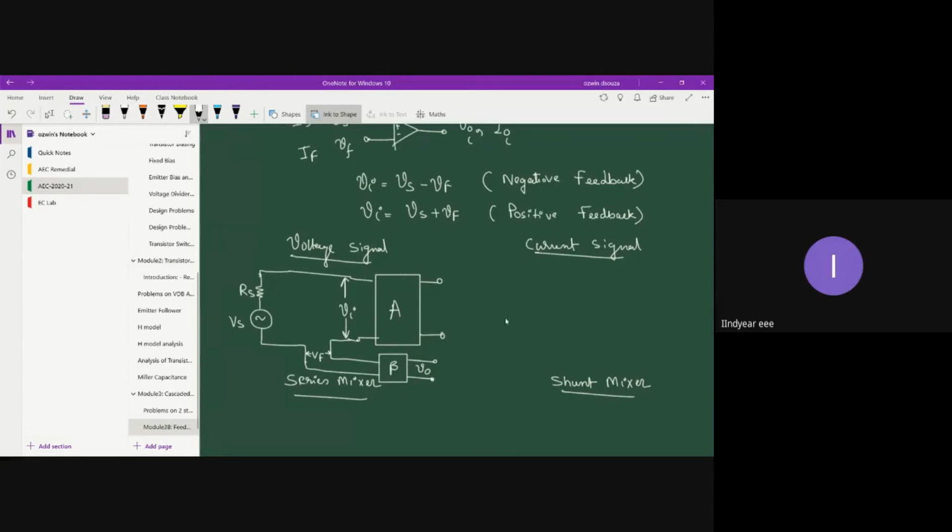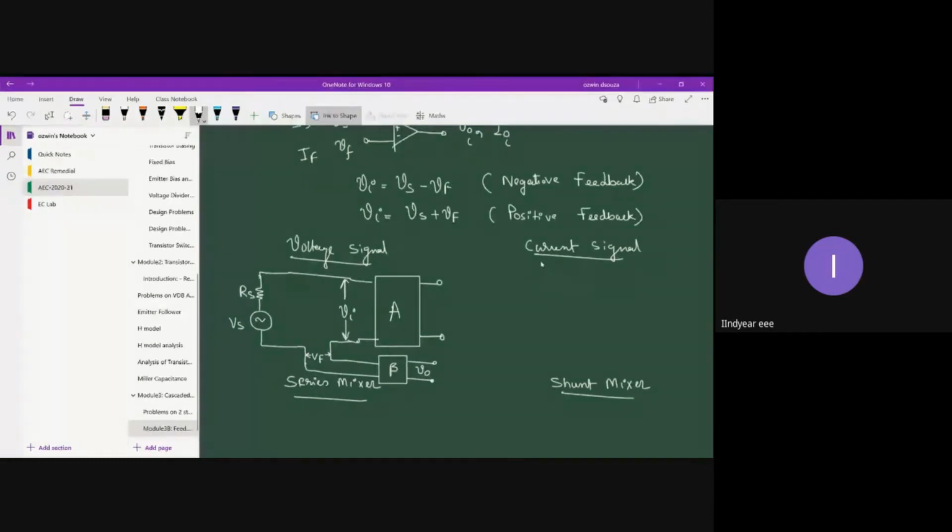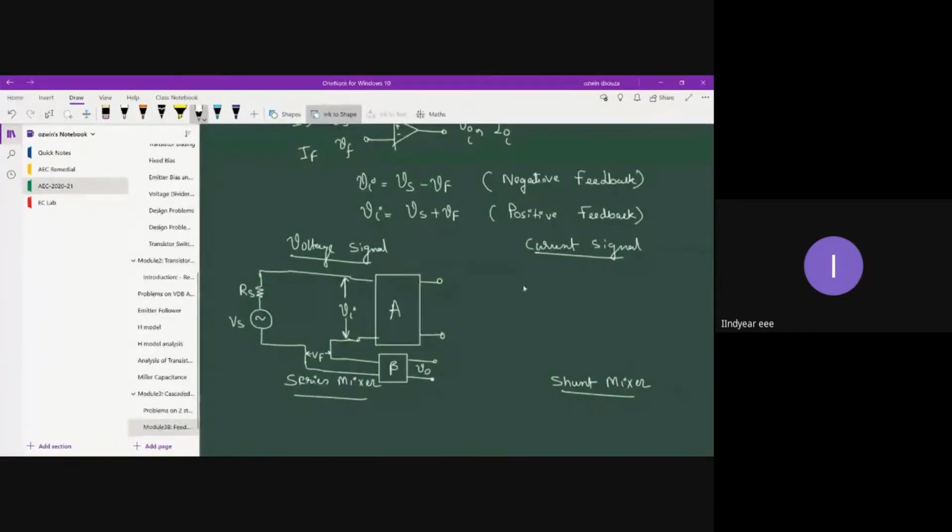On the other hand, in case of shunt mixing, you will have the current source. Basically it follows a parallel circuit topology. So this is your current source, IS, in parallel with the source resistance, RS. This is then connected across the amplifier block, A.